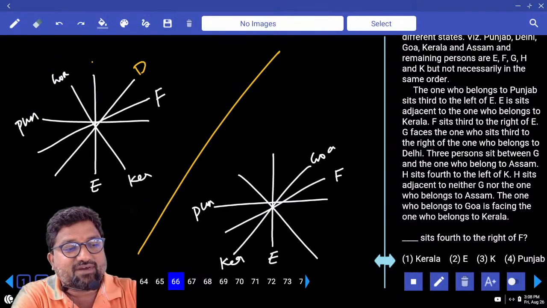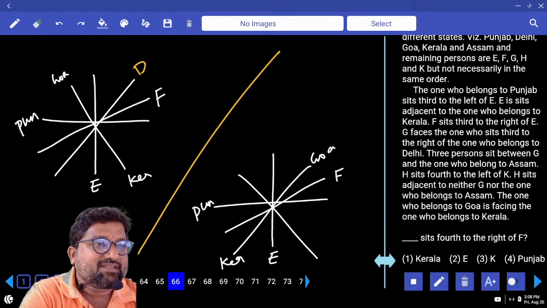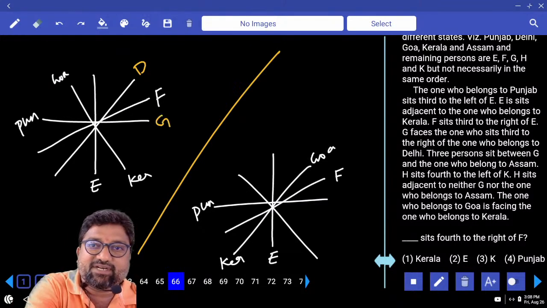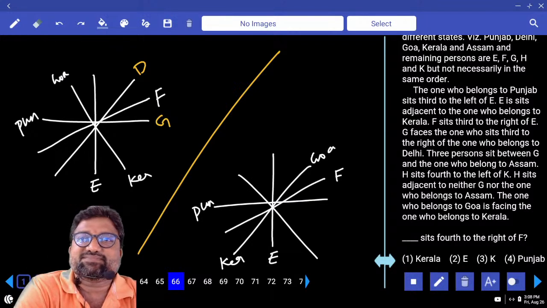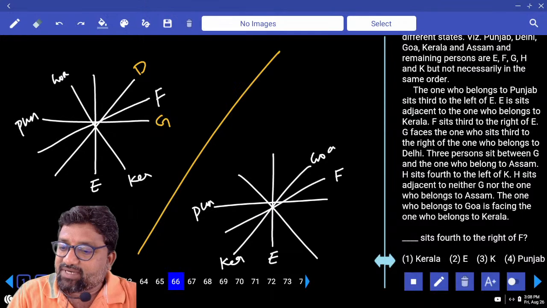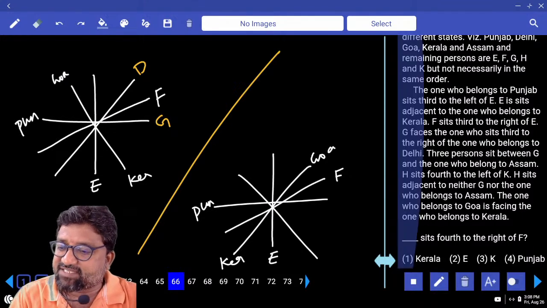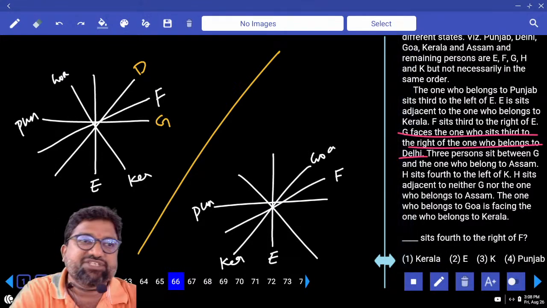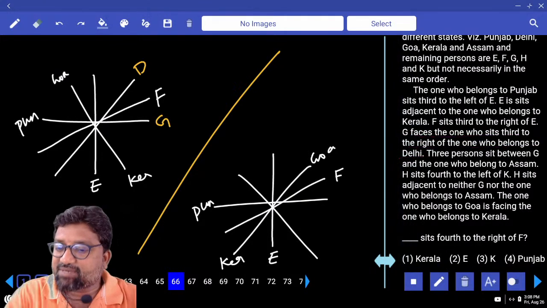You were only concentrating on D and third right of D, and then you are concentrating on G, but you did not concentrate on the positions of D and G. When you try to place this clue, what is this clue? G faces the one who sits third to the right of D, third to the right of D, and then G. What did you observe?